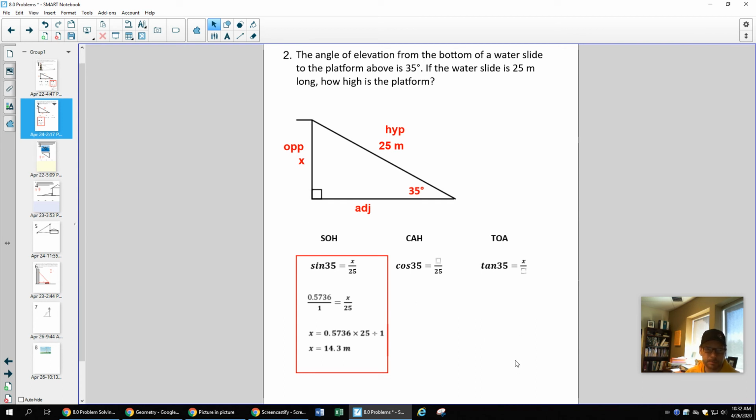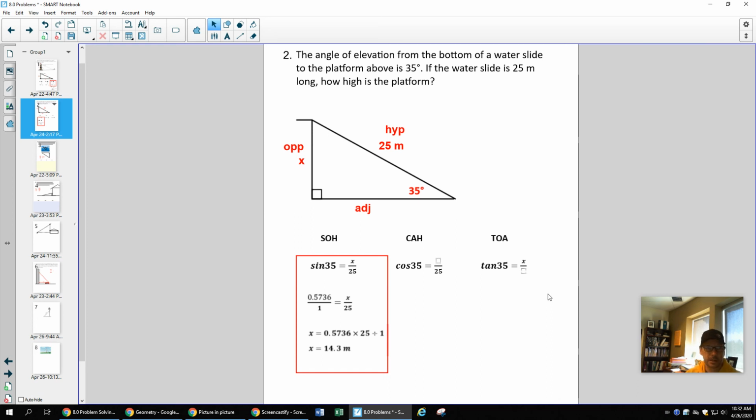There's our second example. If you're not given a triangle, draw a triangle. Put the information in that's given to you. Angle of elevation, 35 degrees. Water slide length, 25 meters. How high is the platform? Write your ratios, sine, cosine, and tangent. If you recognize it's sine early, just write the sine information. You don't have to write cosine and tangent.